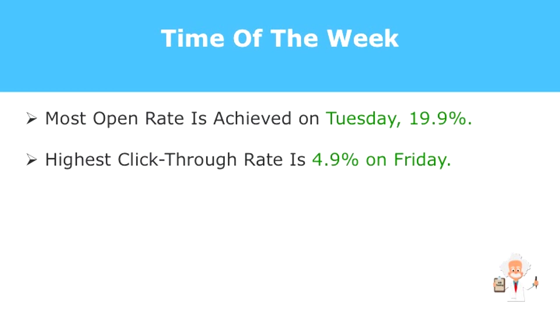Also, time of the week. The highest open rate is achieved on Tuesdays, according to GetResponse. The percentage was recorded at 19.9%. They also recorded that the highest click-through rate is 4.9% on Fridays. The click-through rate achieved that level probably because emails get higher engagement levels on the weekend.